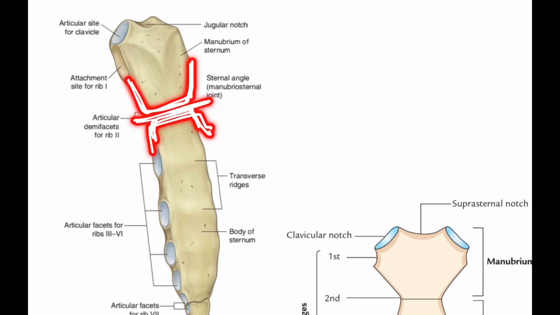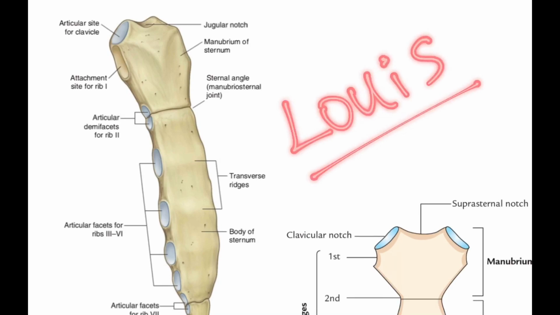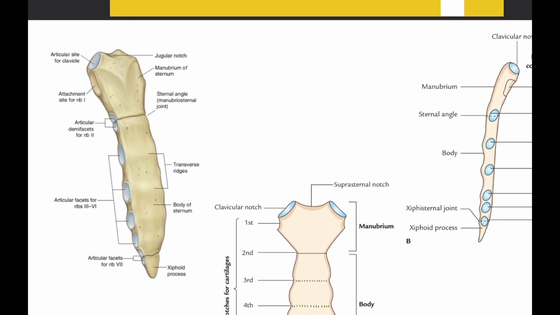This is a secondary cartilaginous joint. The word cartilaginous joint means they are connected entirely by cartilage. The joint between the manubrium and the sternum is an example of a cartilaginous joint. The manubriosternal joint is also known as the angle of Lewis or sternal angle. Let me spell the angle of Lewis: L-O-U-I-S. Now let's discuss the sternal angle.